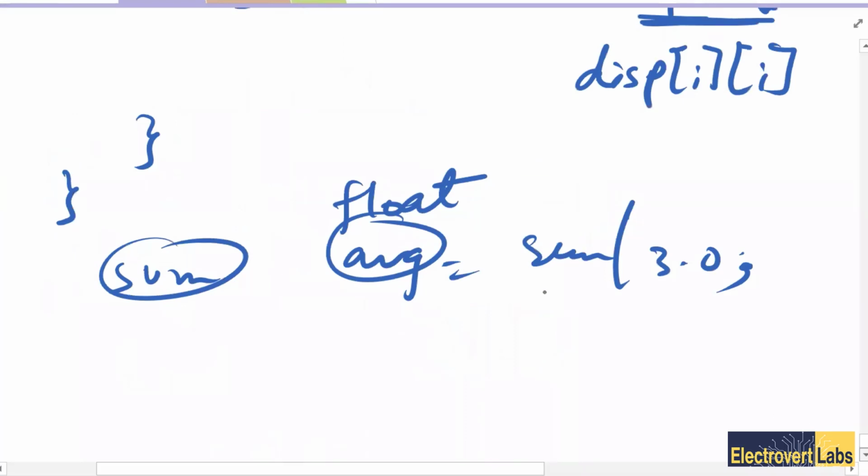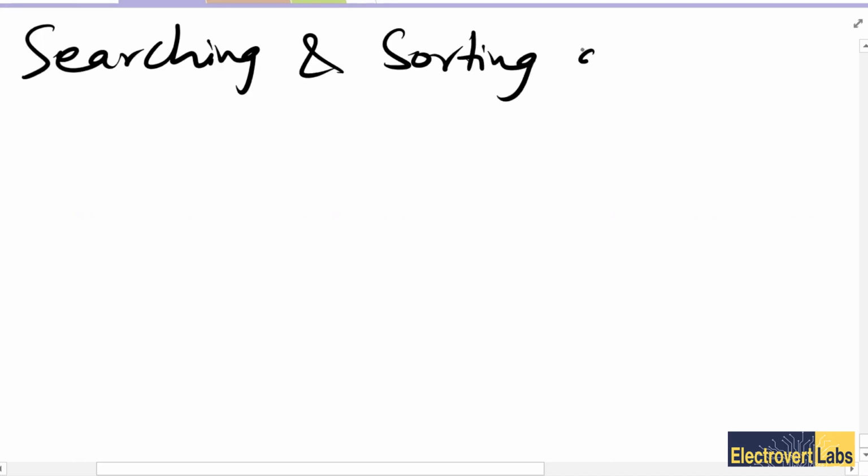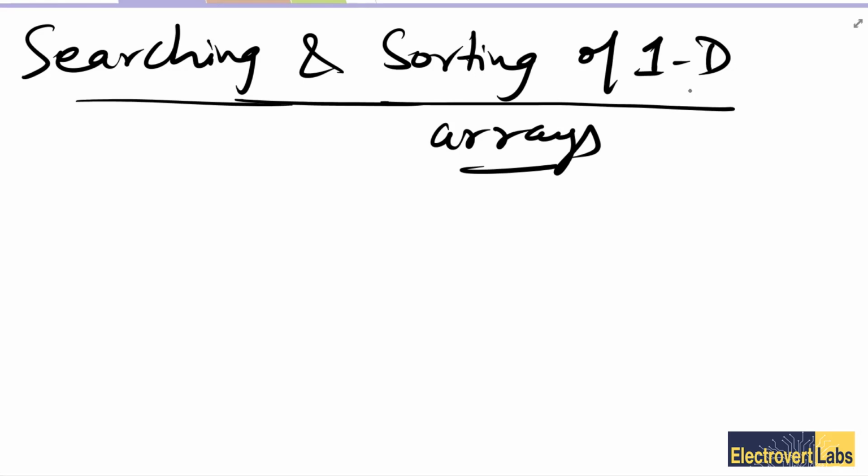Now we'll understand a new topic, which is searching and sorting of 1D arrays. Searching means when you have to look for something. When you have stored a lot of data, sometimes we need to search whether some data is present in that list or not. For example, if you have made a list of all the students who have passed the exams, right?